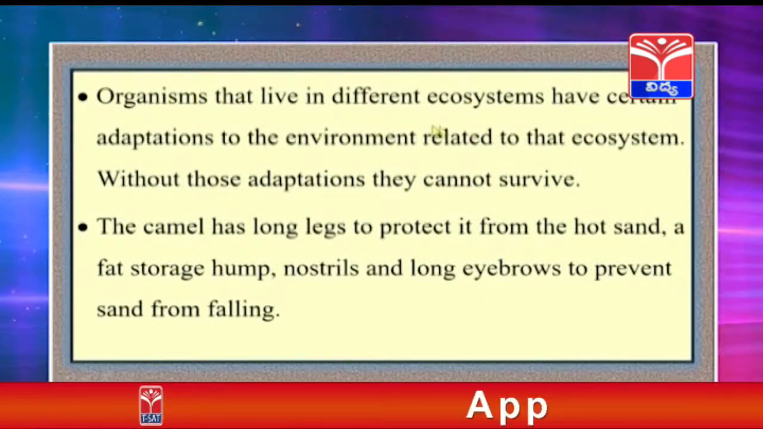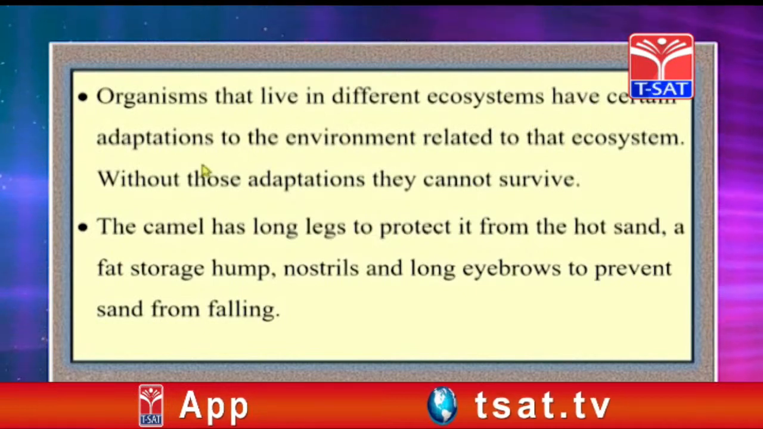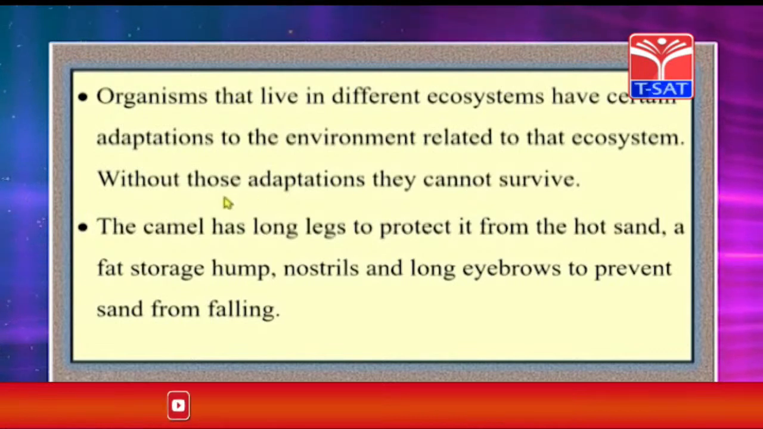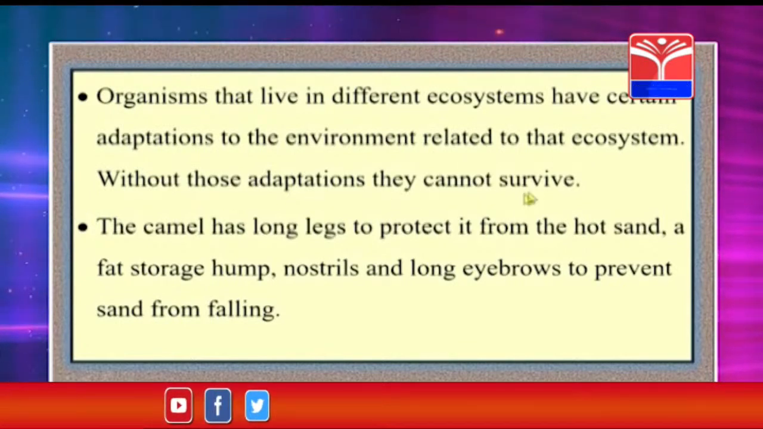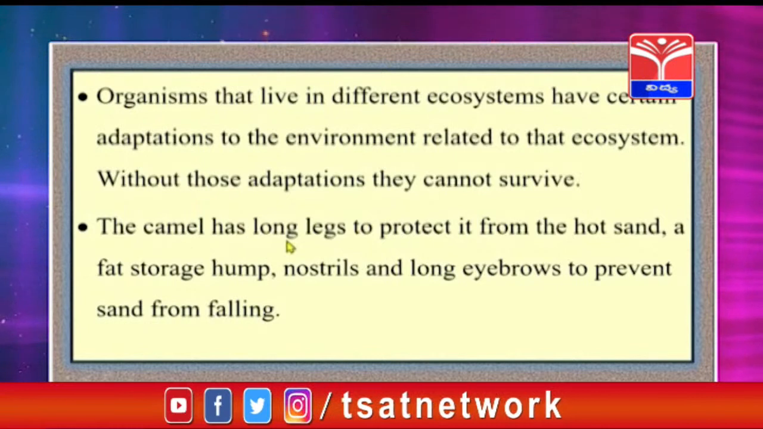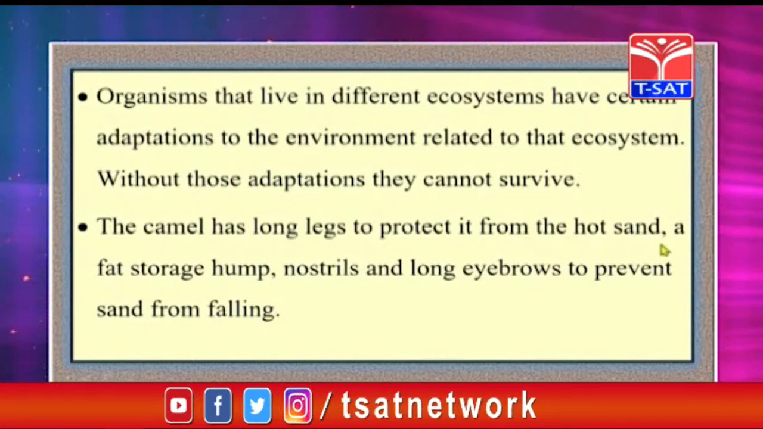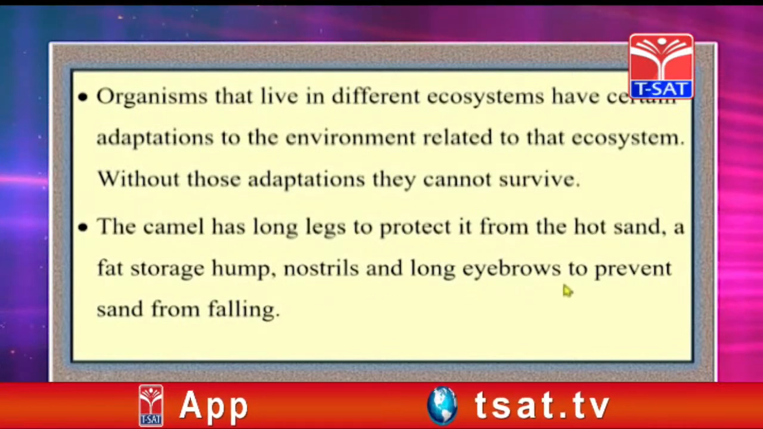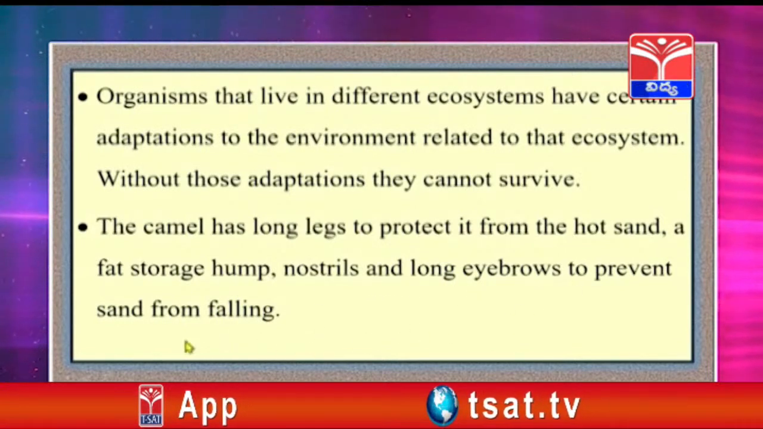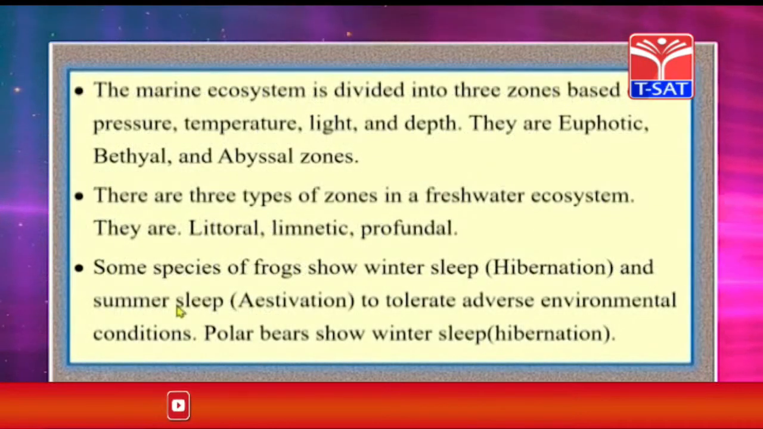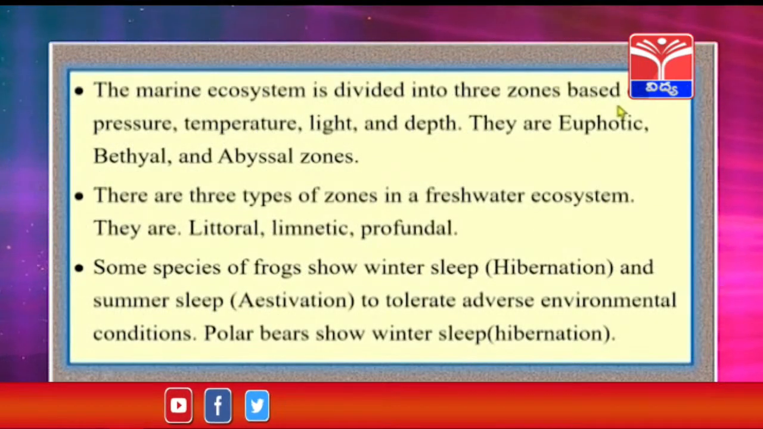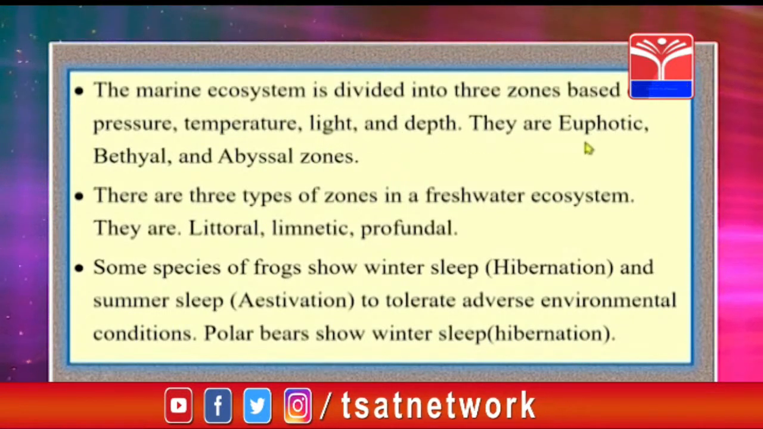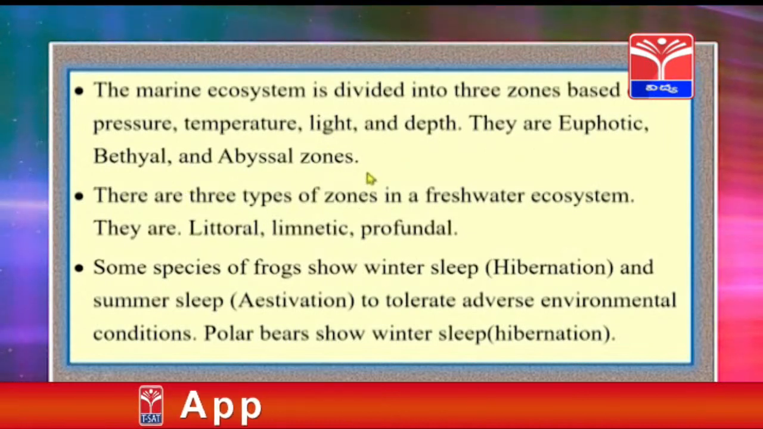Organisms that live in different ecosystems have certain adaptations to the environment related to that ecosystem. Without those adaptations, they cannot survive. The camel has long legs to protect it from the hot sand, a fat storage hump, nostrils, and long eyebrows to prevent sand from falling. The marine ecosystem is divided into 3 zones based upon pressure, temperature, light and depth. They are euphotic, bathyal and abyssal zones.